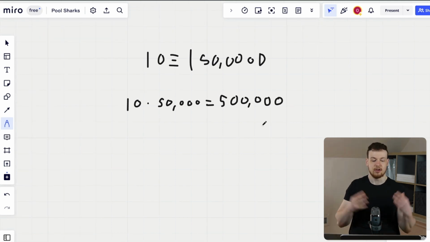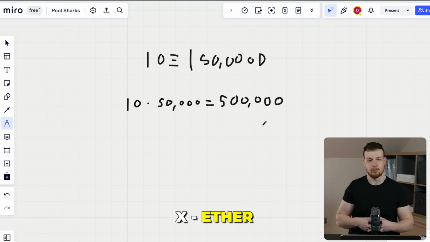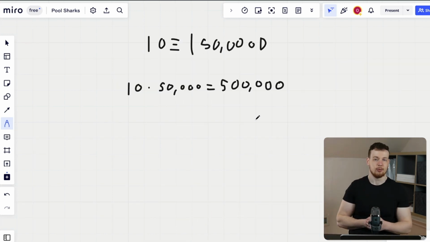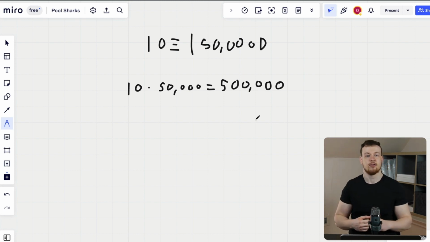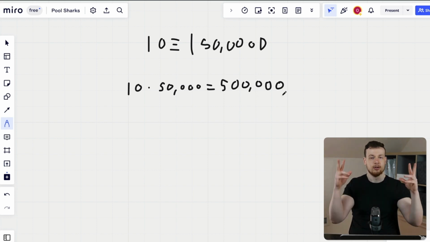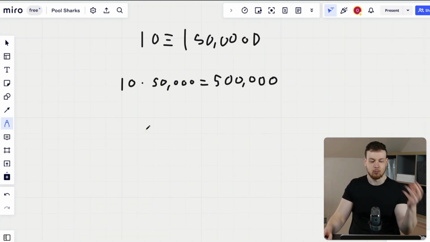And so essentially we just saw our k get 4x, right? Because we doubled the amount of token x, which is Ether, and we doubled the amount of token y, which is DAI. And so now I'm claiming when somebody comes in and executes a swap that they're going to get better price execution because this K value is larger, because there's more liquidity of each token. So let's go ahead and walk through the math behind this swap right now.